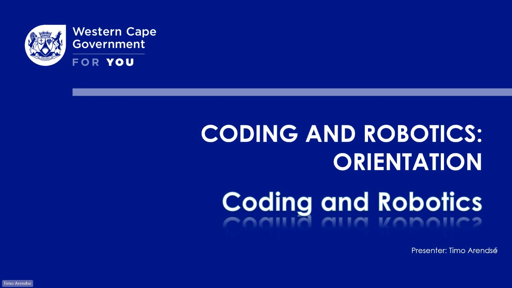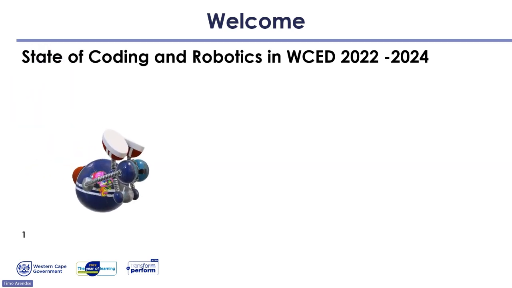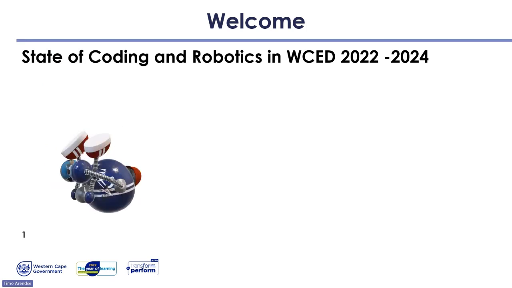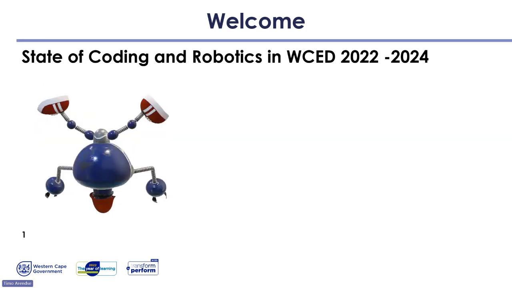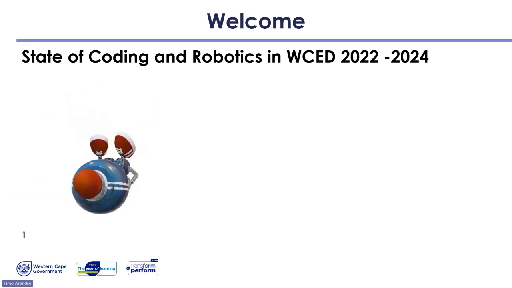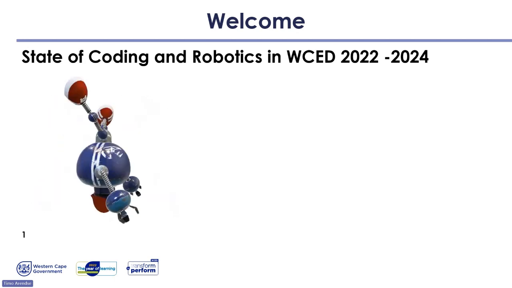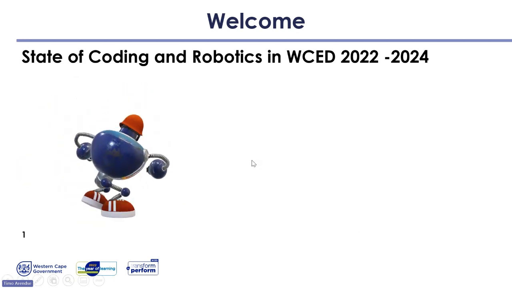So here we go. Coding and Robotics Orientation. The state of coding and robotics in the Western Cape Education Department from 2022 up until 2024. So there we have our little robot. Just to show you, our robot is full of actions and full of boogie woogies. That's the way we need to go these days with coding and robotics.